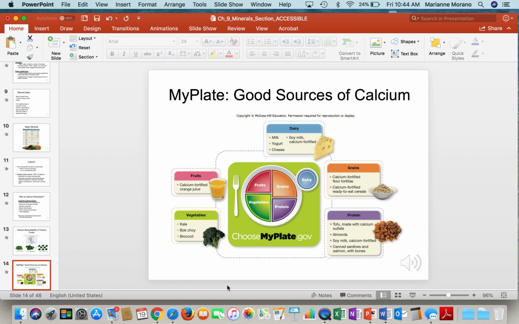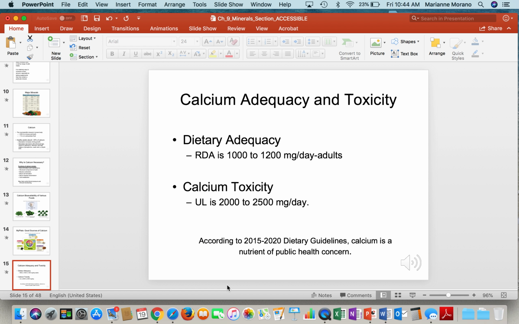MyPlate shows a variety of food groups and where you can find calcium. There are some fortified drinks, such as orange juice, that are fortified with calcium, or we can find it naturally in dairy. And again, another great source here for you to refer back to when you're planning your own plate.